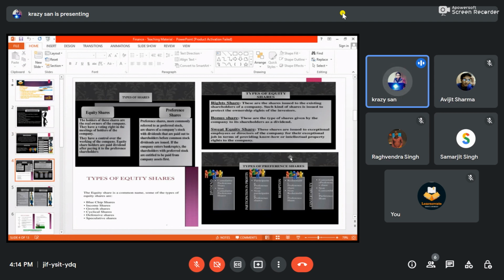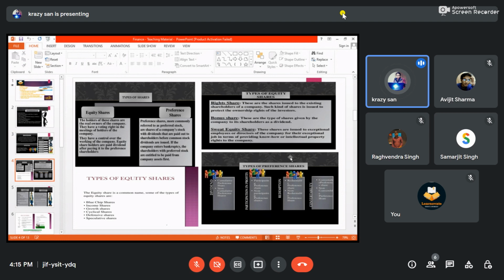Basically, if we go with the financial market, there are two types of shares which are mostly issued by companies of financial market on behalf of certain companies, and those are equity shares and preference shares. What are equity shares? The shareholders of these shares are the real owners of the company. They have a voting right in the meetings of the company, and they have control over the working of the company.